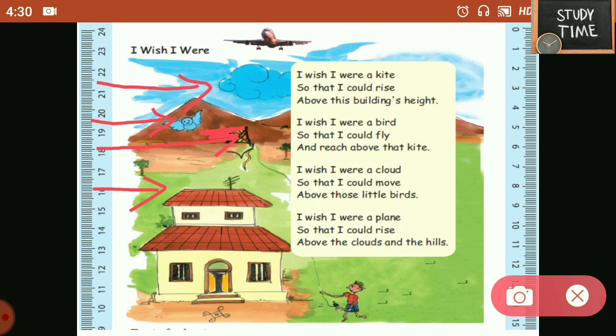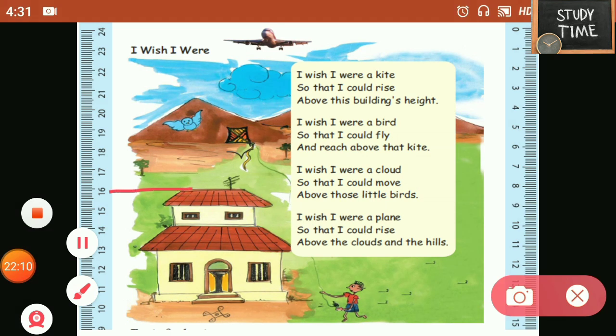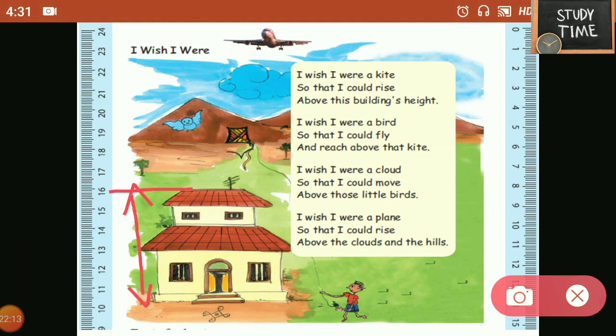At last, he thinks to be a plane, which can be above the clouds and hills. So this is just an imaginary poem to know about different heights. So first the building would be at some distance from the ground, above which you can see a kite, above that you can see a bird, above that you can see clouds, above that you can see a plane.